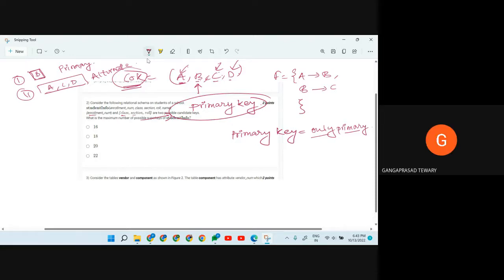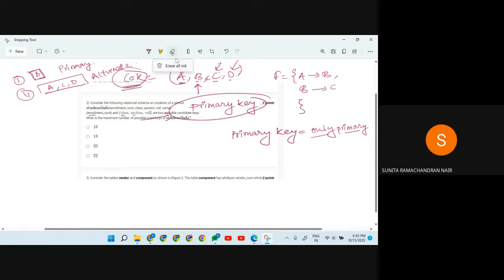So what is the final statement, sir? All primary keys are candidate keys, but the converse is not true. Can you say it again? What is the final statement? All the primary keys are candidate keys, but the reverse is not true. Yes, all winners are in the finalists, but all finalists are not winners. Correct.